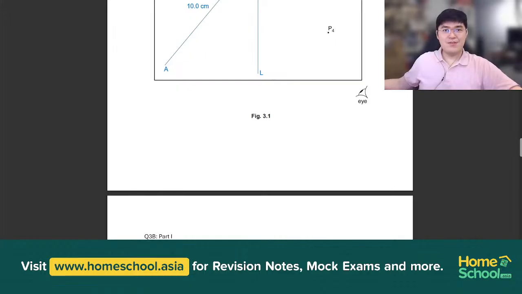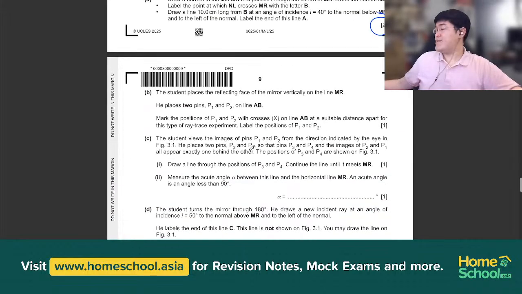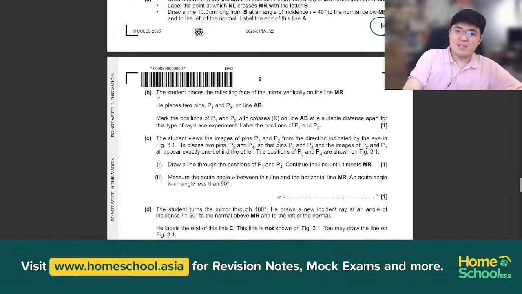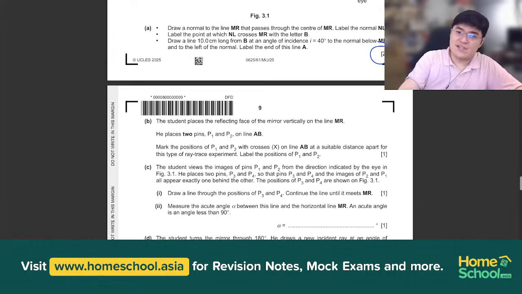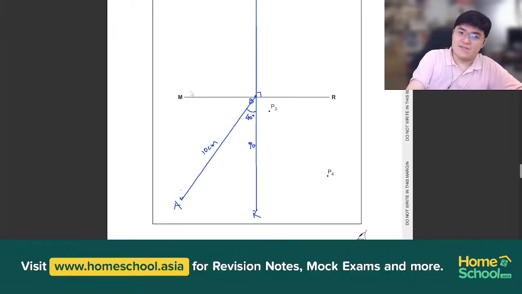Now let's move on to question 3b. The student places the reflecting surface of a mirror vertically on line MR. So the reflecting face of the mirror is vertically on the line MR. The mirror is like this right now, right there at MR over here. So let me just do this easier.